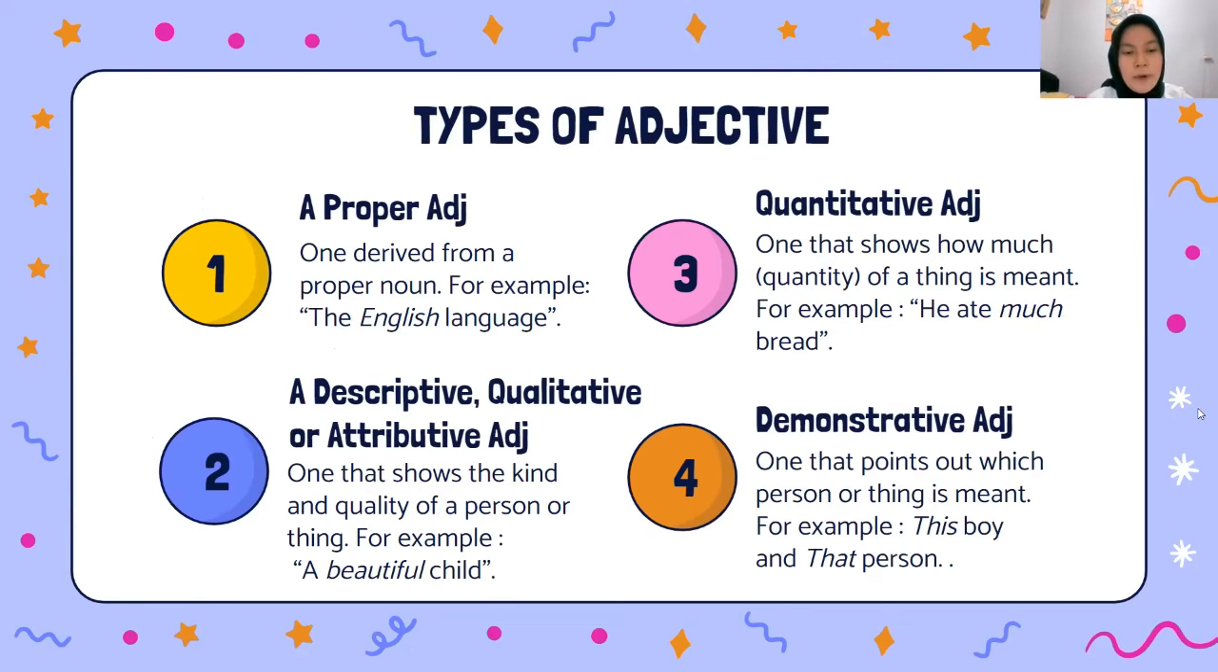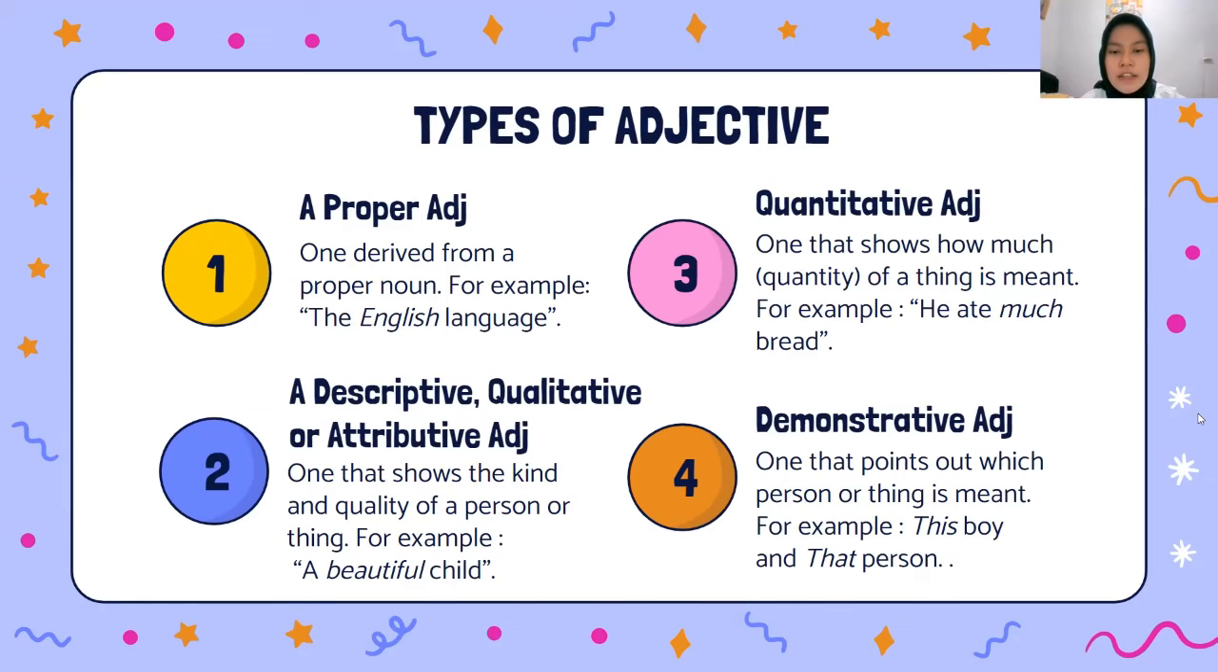The first is a proper adjective, one derived from a proper noun, for example, the English language. The second, a descriptive, qualitative, or attributive adjective, is one that shows the kind and quality of a person or thing. For example, a beautiful child.